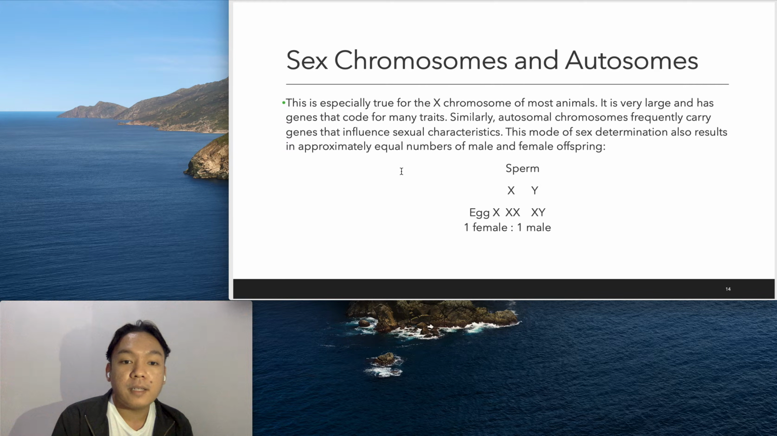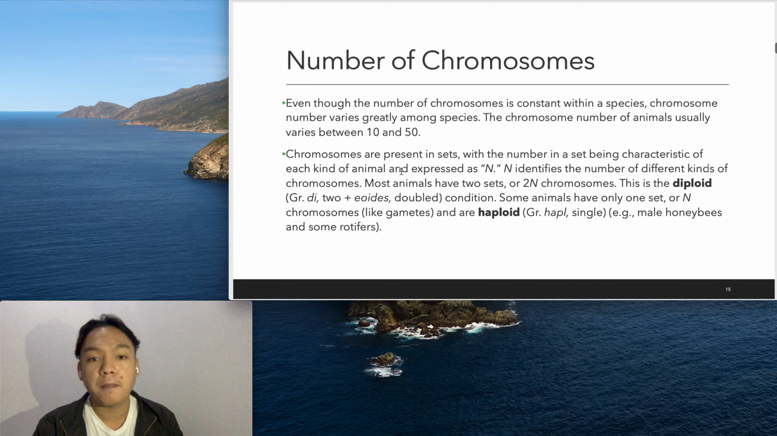It is true for the X chromosome of most animals. The common X chromosome for most animals is very large and has genes that code for many traits. Since autosomal chromosomes frequently carry genes that influence sexual characteristics, this mode of sex determination also results in approximately equal numbers of male and female offspring.